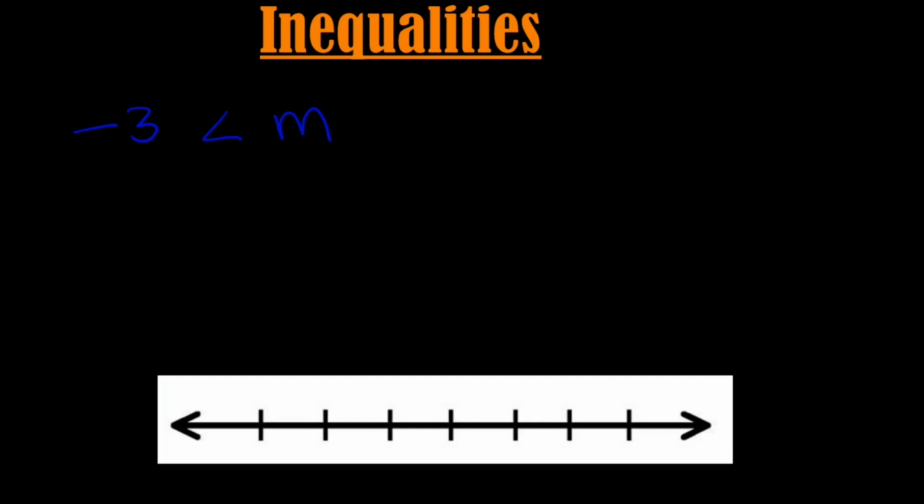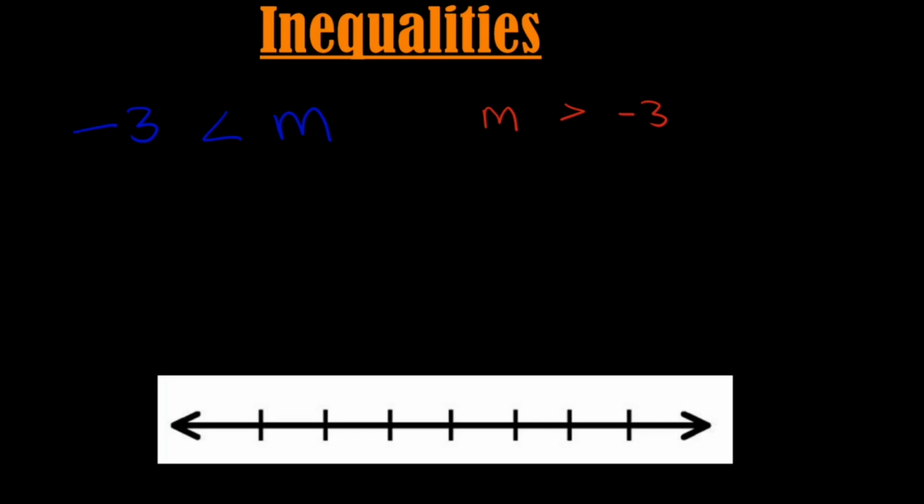And we can always just flip this around. We can write our m and our -3, switch positions and also switch our sign. So this is the same thing. Whatever the quantity of m is, it is greater than -3.